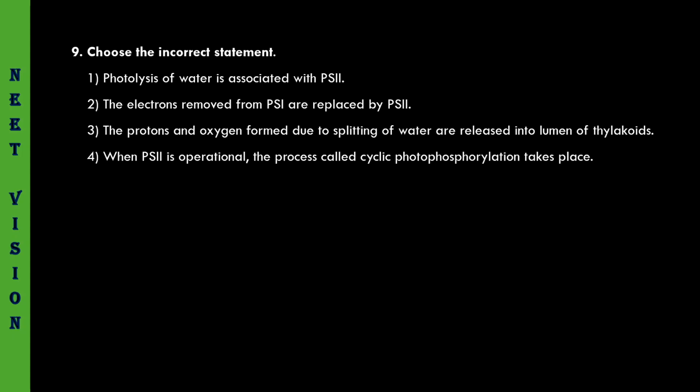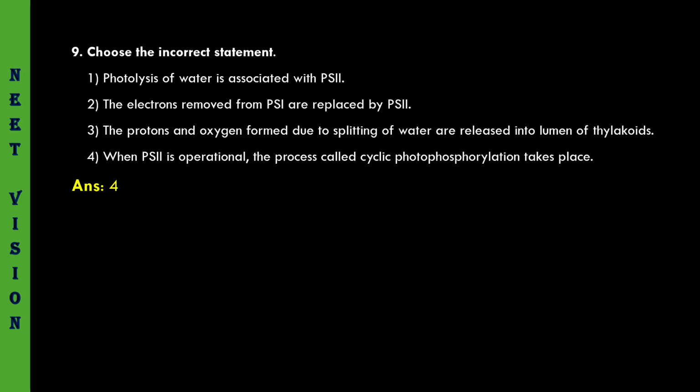The electrons removed from PS1 are replaced by PS2. Absolutely true. The protons and oxygen formed due to splitting of water are released into lumen of thylakoid. It is also true. So fourth one must be the incorrect one. When PS2 is operational, the process called cyclic photophosphorylation takes place. No. When PS1 is operational and PS2 is not operated, cyclic photophosphorylation takes place. So fourth one is the incorrect one.